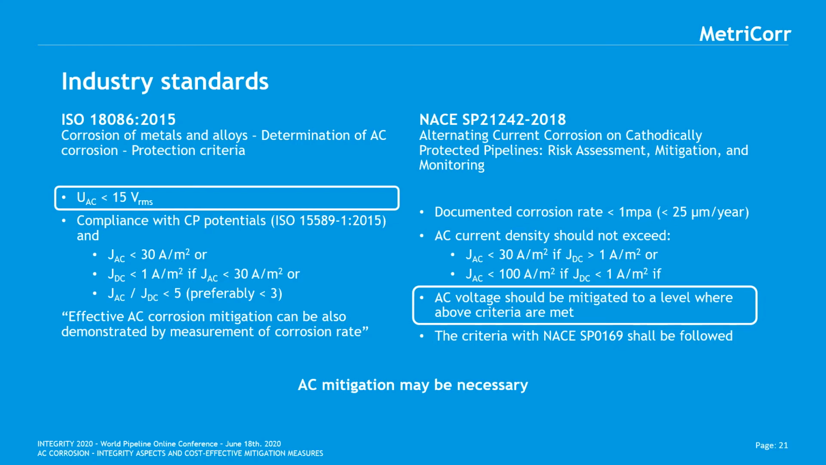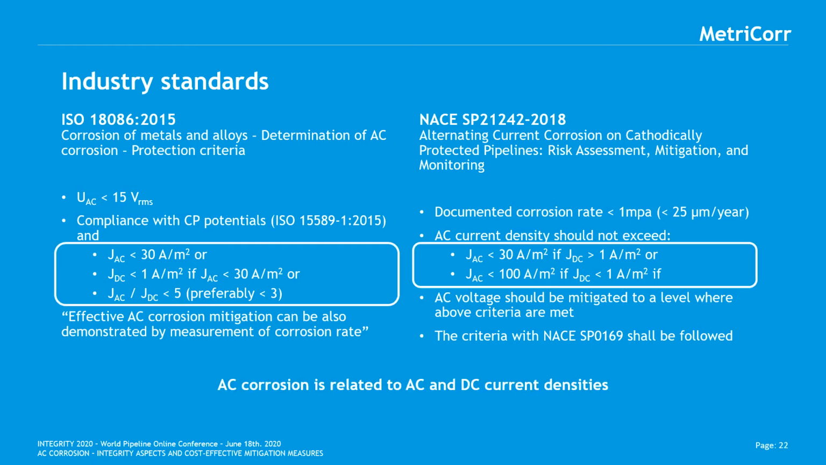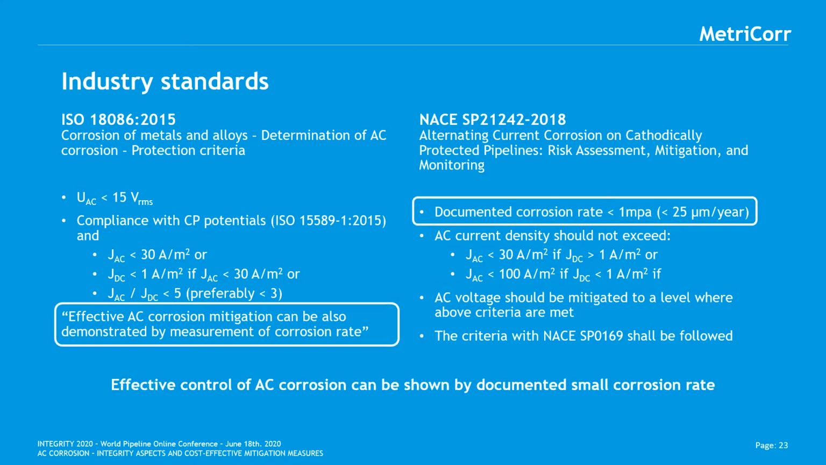Reducing the interference voltage may be necessary by AC mitigation. Both standards agree that corrosion is essentially governed by AC and DC current density limits. But this is where it gets interesting. Both standards also say that effective control of AC corrosion can be shown by documented small corrosion rate by whatever means available. This essentially means that if you can document that you have no corrosion, you can disregard the current density criteria.